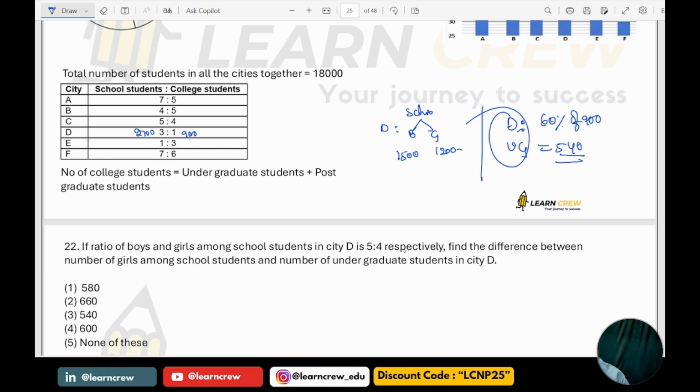Now find the difference between the number of girls 1200 and number of undergraduates. So it is 1200 minus 540, which is 660. So the answer is 660.